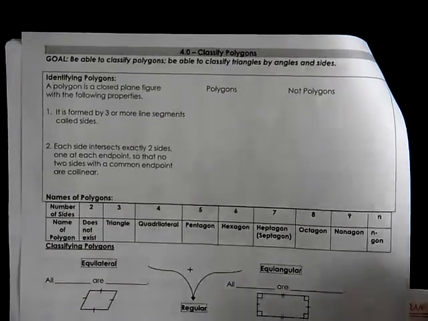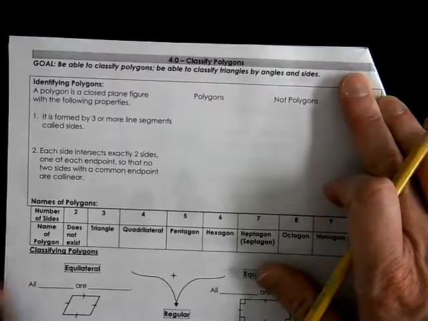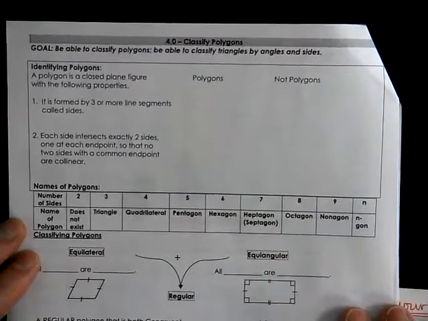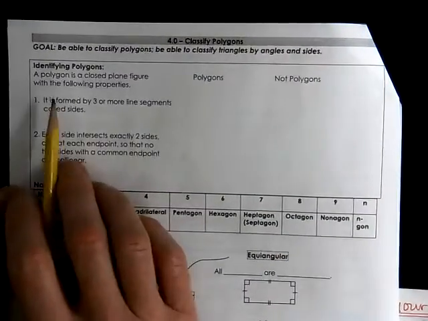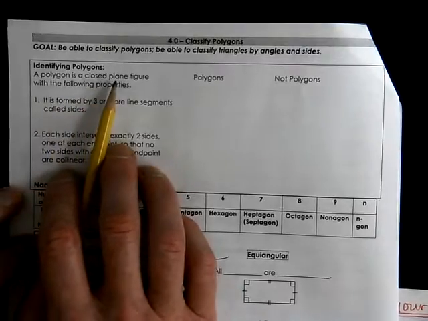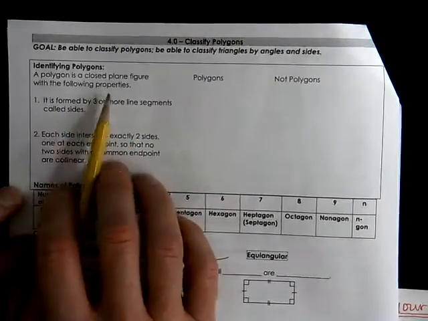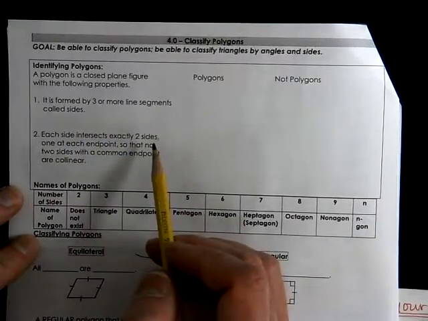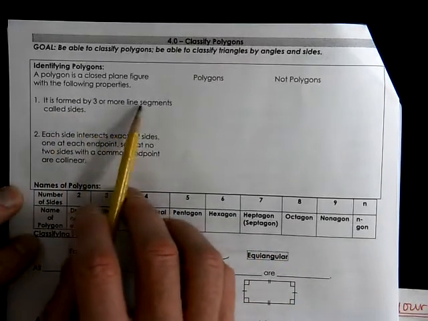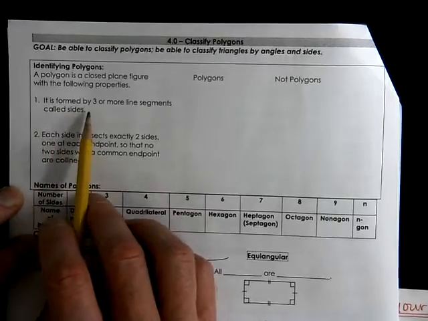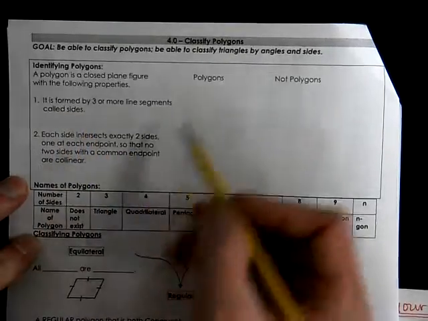This is Geometry, Unit 4. We're going to be classifying polygons today. When we talk about a polygon, it is a closed plane figure. That means all the vertices are going to come together. It is formed by 3 or more segments, and the segments are called sides.